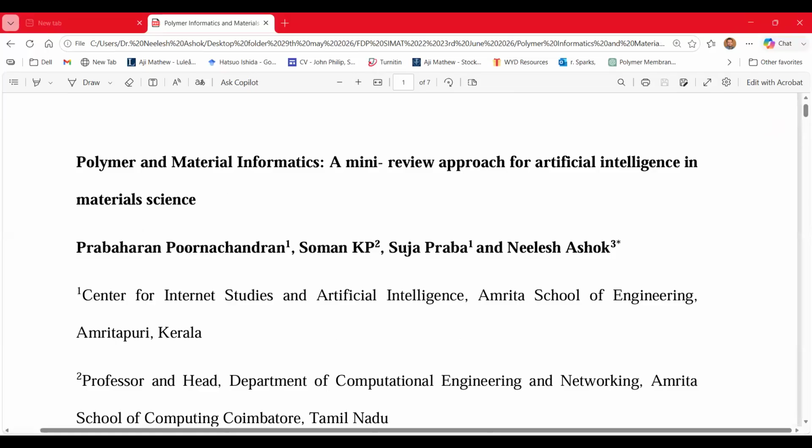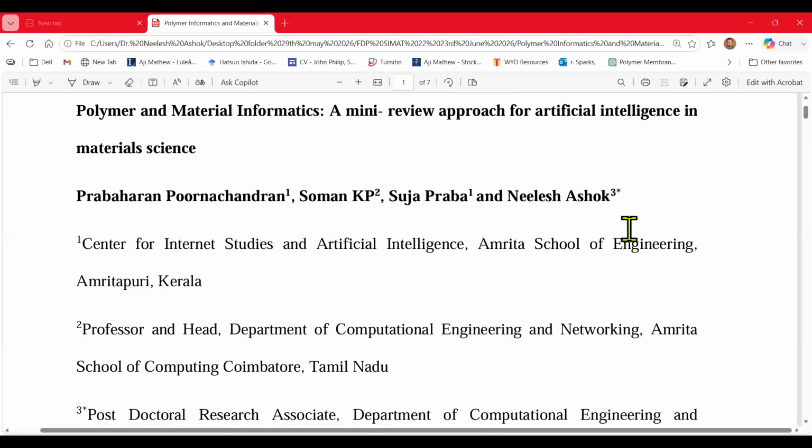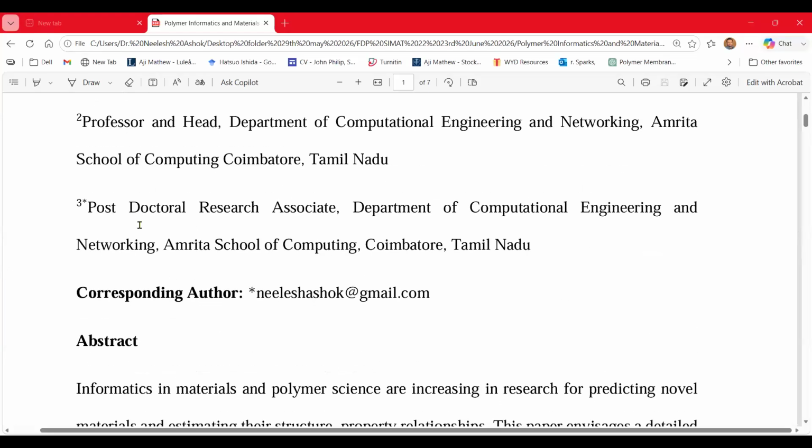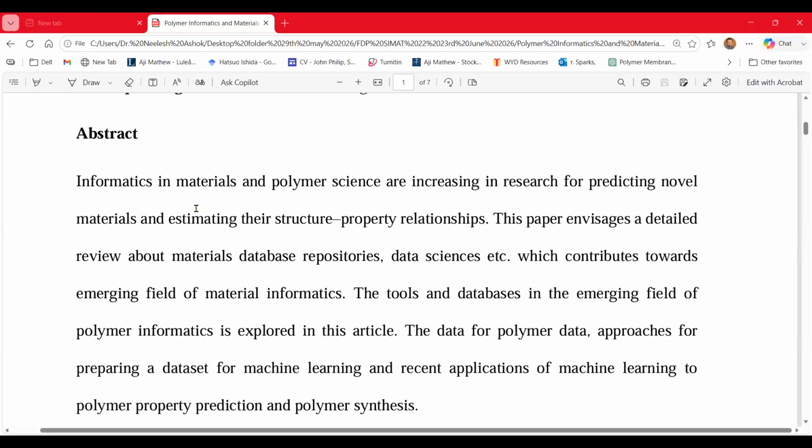Now, I think we can see the different aspects of polymer and materials informatics, how the mathematics of AI is implemented in polymer science and material science, right? So I think the screen is visible. This was the review paper which was done in 2022. I'm just starting from the very humble beginning, because you should know how the mathematics for AI is being implemented for this.